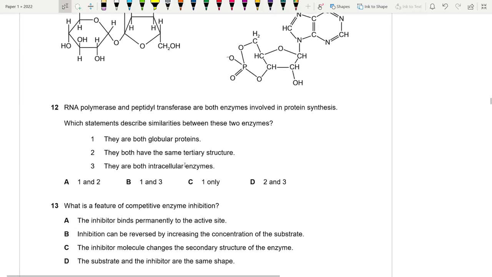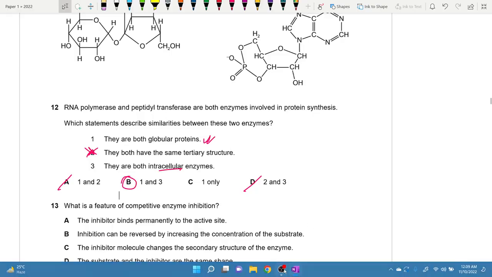12. RNA polymerase and peptidyl transferase are both enzymes involved in protein synthesis. Which statements describe similarities between the two enzymes? They are both globular proteins. This is true. They are enzymes, globular proteins. They both have the same tertiary structure. Come on. This doesn't make sense. How? They are not the same enzyme. So 2 is wrong. They are both intracellular enzymes. This is true. They work inside the cell. RNA polymerase inside the nucleus and peptidyl transferase in the cytoplasm.